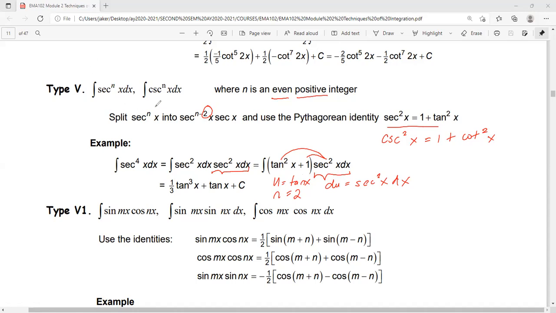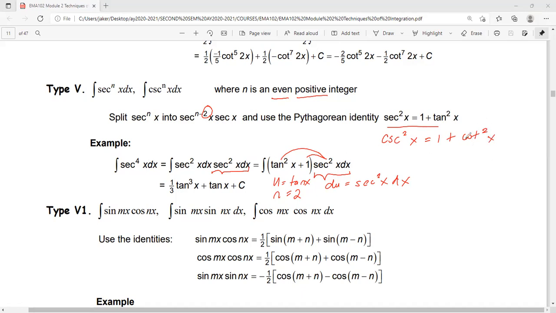Okay? So if this is cosecant, for example, you will process the cosecant in the same way that you have processed here the secant. Take a cosecant squared from the cosecant function, which is raised to an even positive exponent, and you set it aside together with the dx. The remaining cosecant function, which is raised to an even exponent, you convert to this identity, which is a function of the cotangent squared of x.